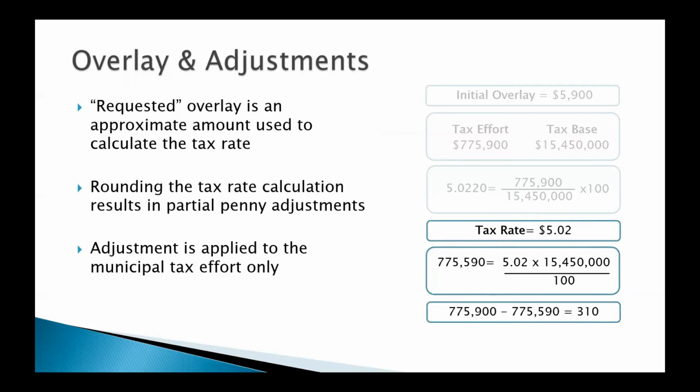So looking at the difference of the tax effort that we wanted to collect versus the taxes that we are going to collect, it's $310 different. So we will adjust our overlay by that amount. So essentially accounting for that through our overlay. So that is the calculation there. And again, the system does all of this. This is just to explain why your overlay has an adjustment. It's to account for that rounding and the actual money that you'll need to account for.